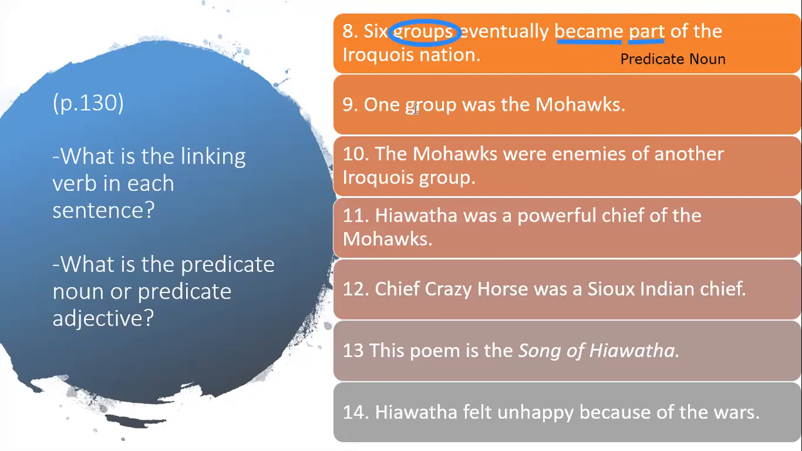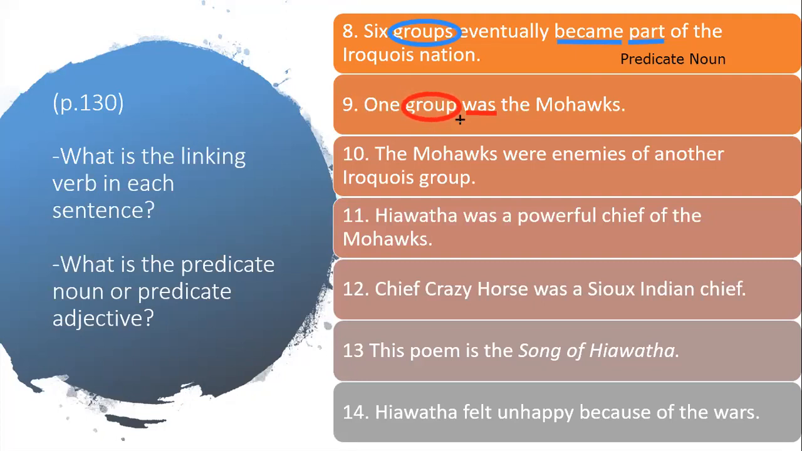Okay, number 9. One group was the Mohawks. We identify, let me do this in a different color. We identify the verb, linking verb was. Oh, it's not doing it. Okay, it's not working. No problem. Okay, here we go. So was is the linking verb. And then after that, we identify the subject.